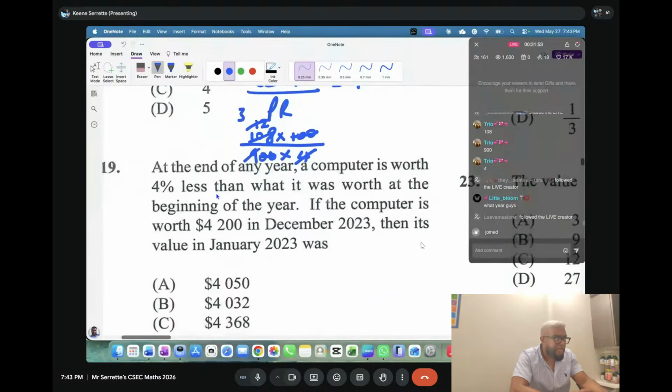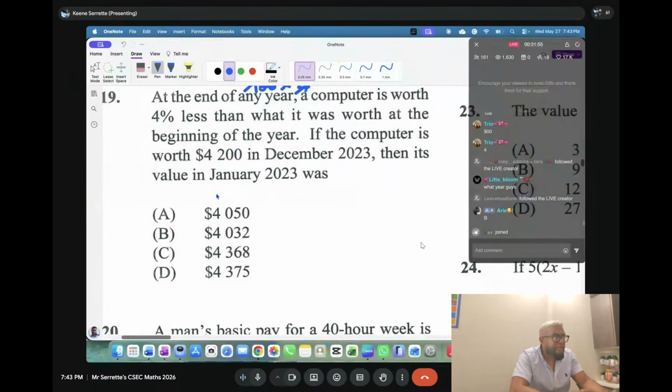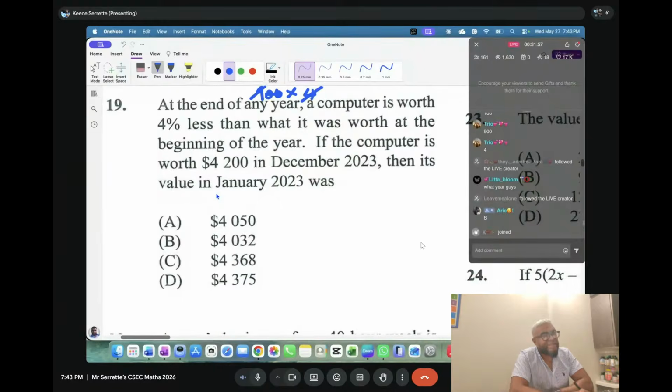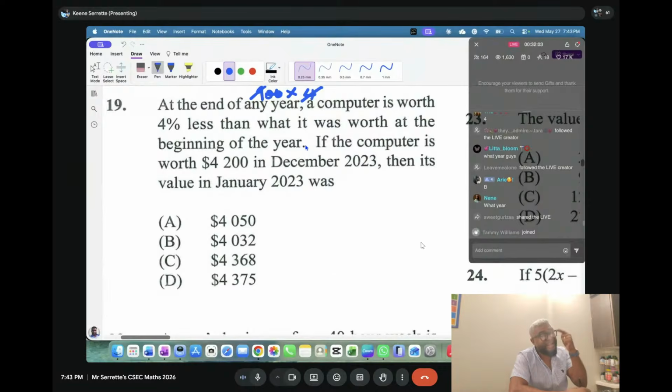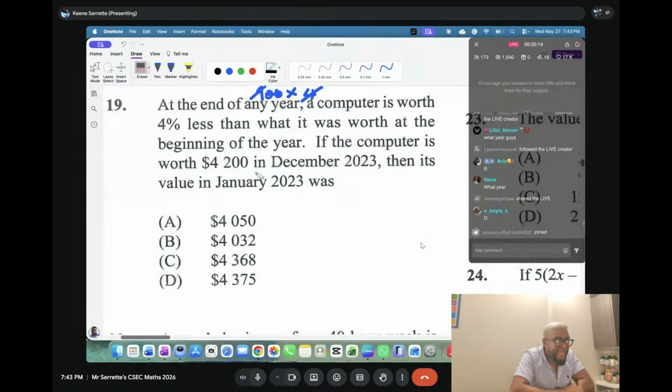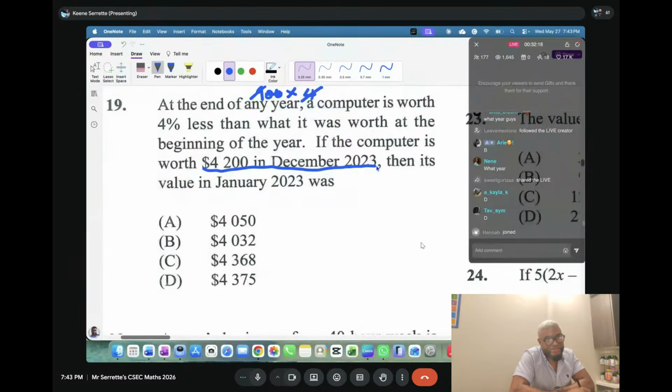Let me work on the next one. At the end of any year, a computer is worth 4% less than what it is worth at the beginning of the year. If the computer is worth this amount at the end of the year, then what is the value at the beginning of the year? This is similar to the discount question, right?